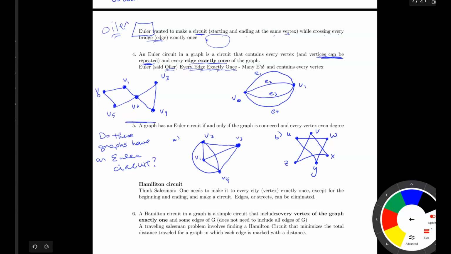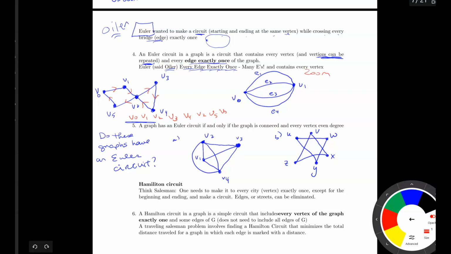Okay, so let me just get some red out here. And I'm just going to start with V sub 0. So if I start at V sub 0, and I'm just going to move over here to V1. And then I'm going to move here to V2. And then I'm going to move here to V3. Then I'm going to move down here to V4. And then I'm going to move here to V2 again, because I can repeat vertices. Then I'm going to go to V5. And then I'm going to go back to V sub 0. So that's a circuit. I hit every edge exactly once.